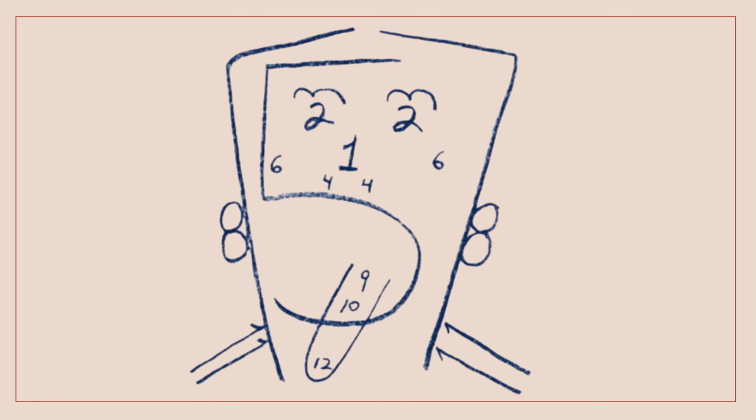Now let's quickly run through all 12 cranial nerves. Cranial nerve 1, the olfactory nerve, is responsible for smell. Cranial nerve 2, optic, is responsible for vision, whereas 3, 4, and 6 are responsible for movement of the eyes. Cranial nerve 5 is the trigeminal nerve, responsible for facial sensation and mastication. Cranial nerve 7 is responsible for facial expression.